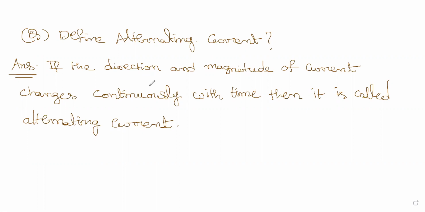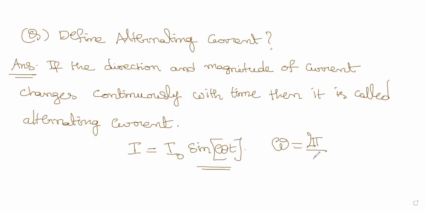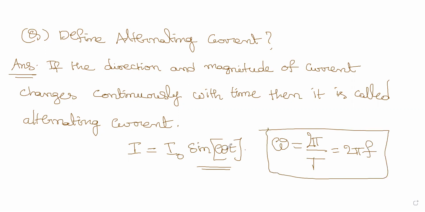So here this is the definition. I is equal to I naught sine of omega t. This is the simplest way the current will vary. This is called sinusoidal variation, where omega is the angular frequency. You know, it is 2 pi by T and also written as 2 pi f. Hope you understand. This is the sinusoidal variation.